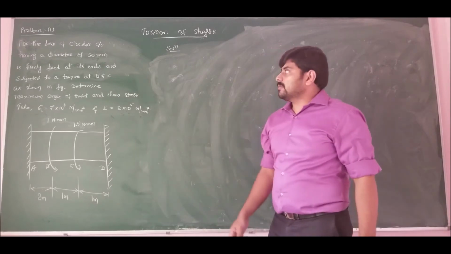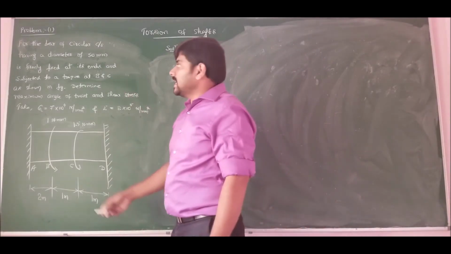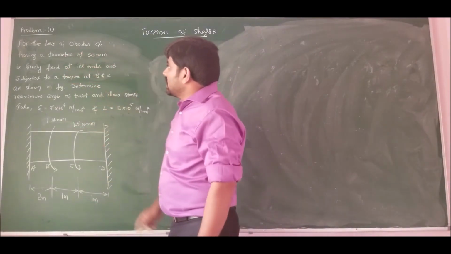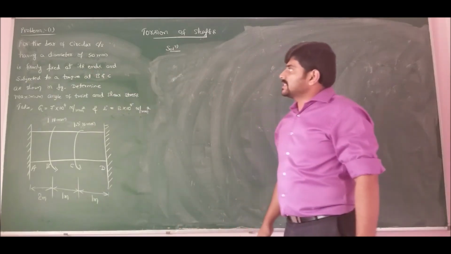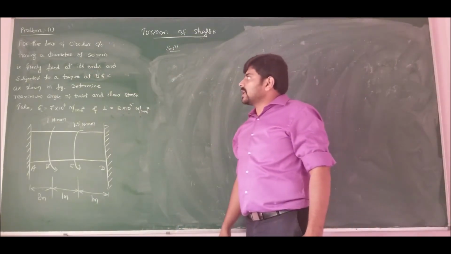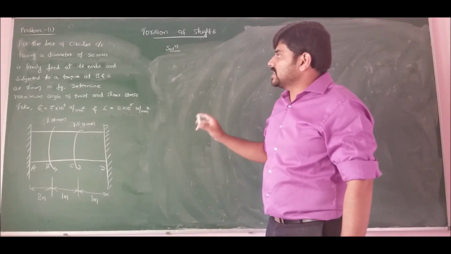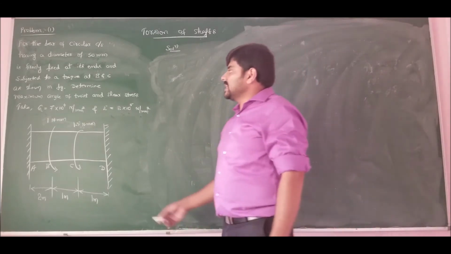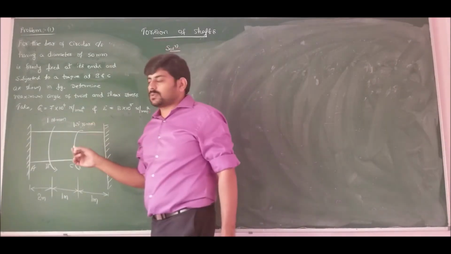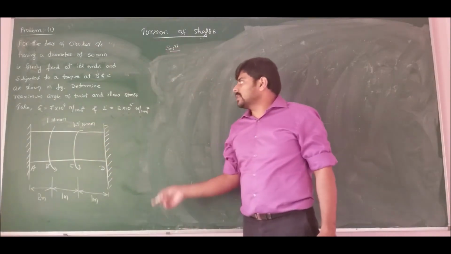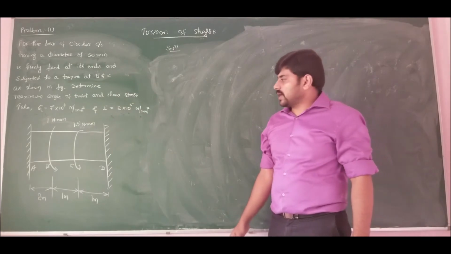Let us solve our problem number 1. The problem states that a bar of circular cross section having a diameter of 50 mm is firmly fixed at its ends and subject to torques at B and C as shown in the figure. Determine the maximum angle of twist and shear stresses. Take modulus of rigidity as 7 into 10 to the power of 4 Newton per millimeter square and Young's modulus as 2 into 10 to the power of 5 Newton per millimeter square.